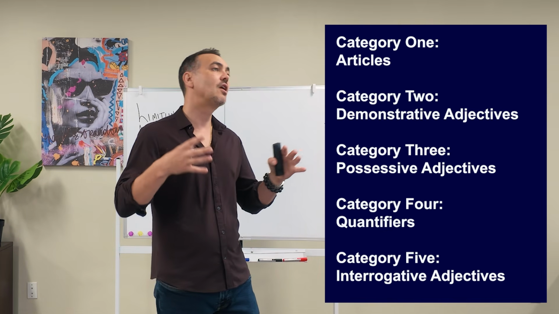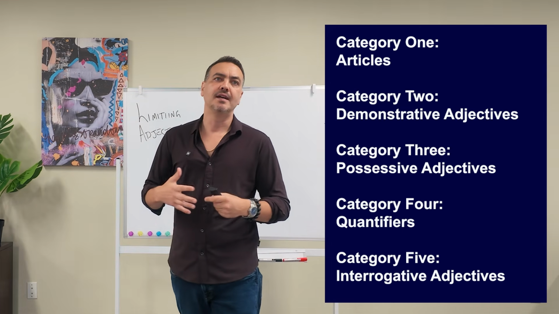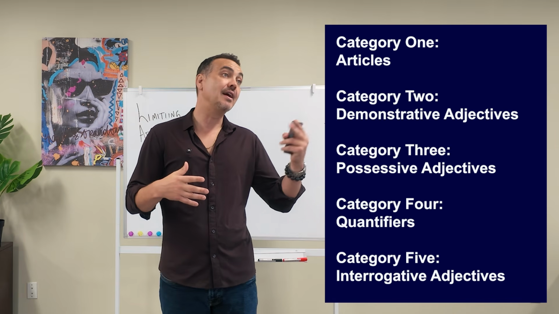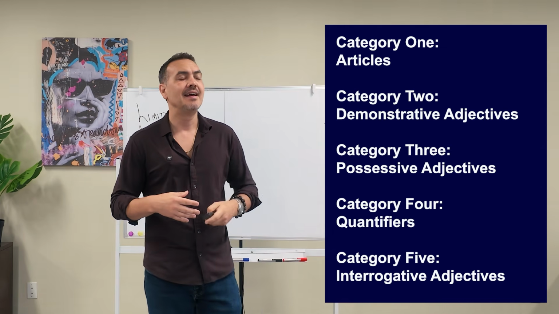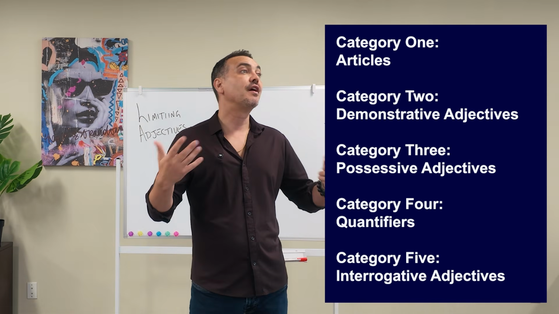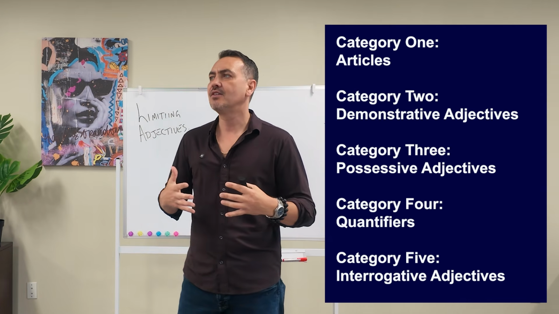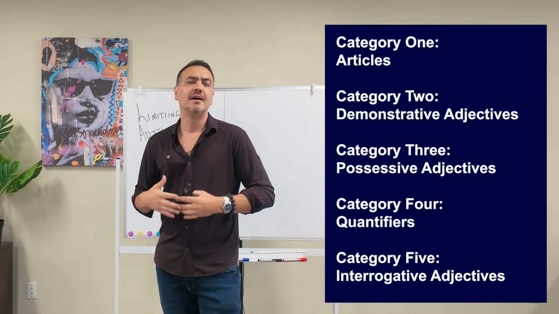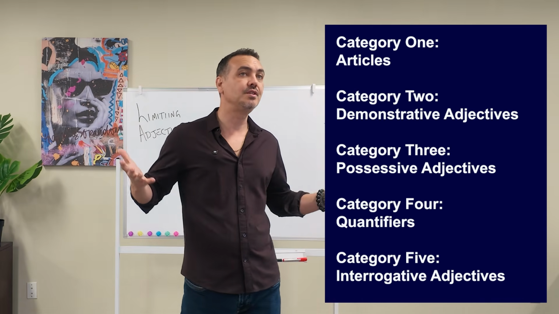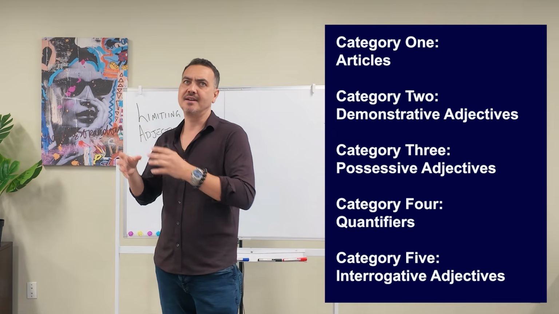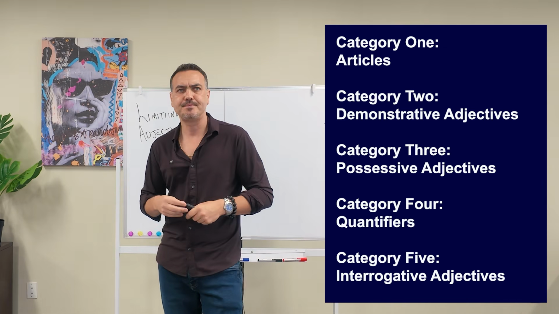Category one is articles. The most common limiting adjectives are articles. We have three: a, an, and the. A pen, an orange, the classroom. Articles tell us whether we're talking about something specific or general. I need a pen. That means any pen will do. I need the pen means I need a specific pen.